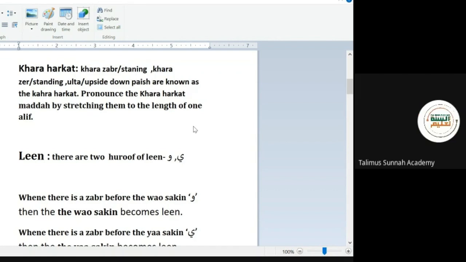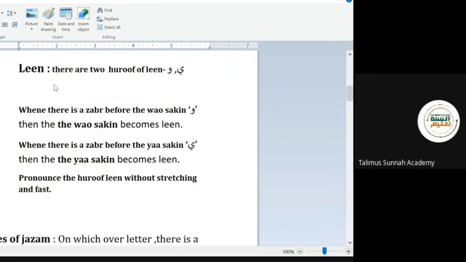Okay, again. Rules of khara harkat. Khara zabor, khara zer, ulta pesh are known as the khara harkat. Pronounce the khara harkat by stretching them to the length of one alif. Okay, now we read next rules.